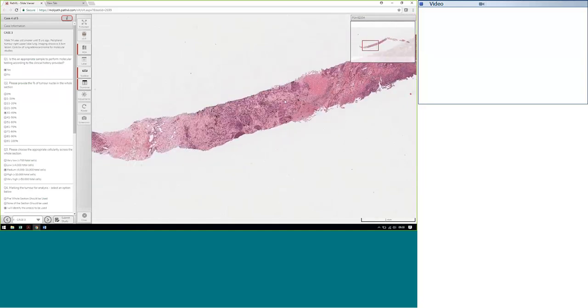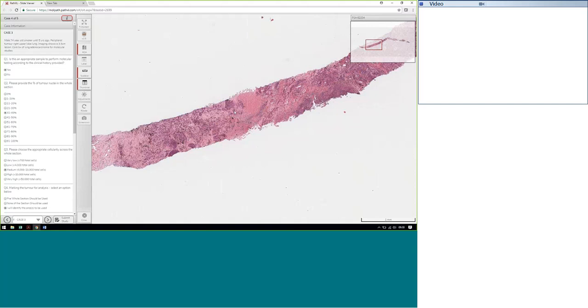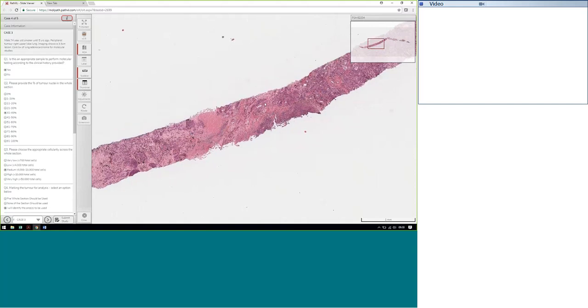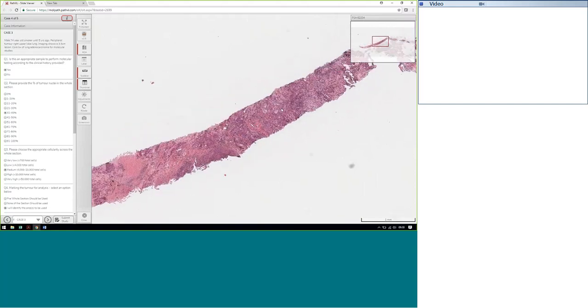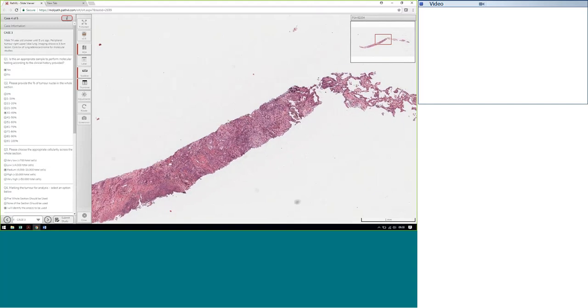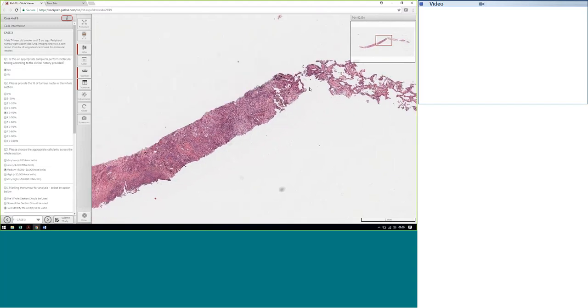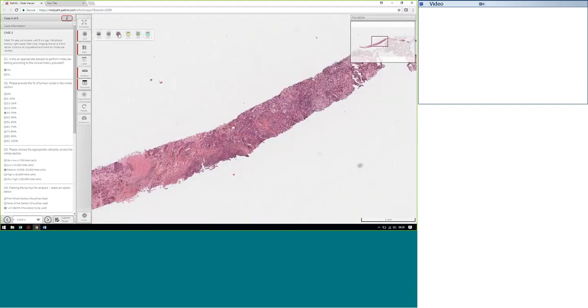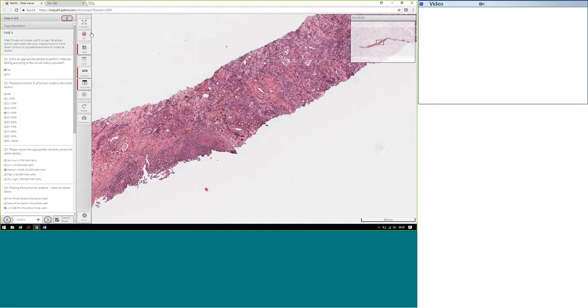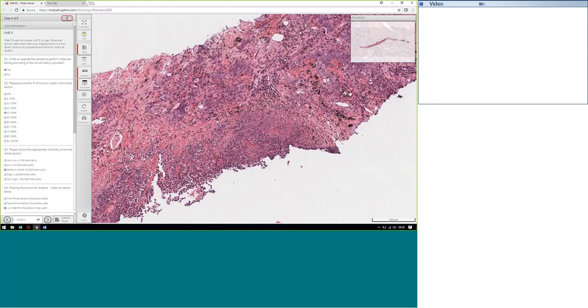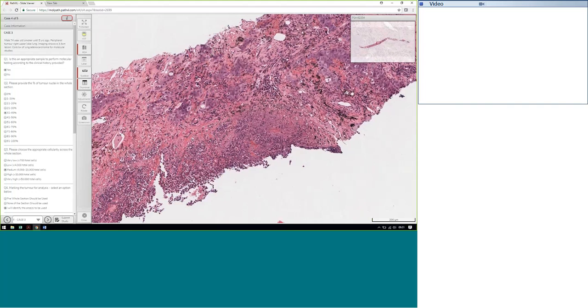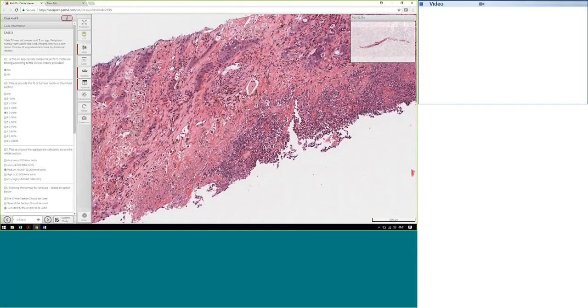Then on higher power, as we look along the core, we can see that the nests of lung cells, the adenocarcinoma cells, are dotted along the entire length of the core. And if we could go up a little bit, that's good. There's a certain amount of desmoplasia, and also quite a few lymphocytes and lymphocytic infiltrate around the tumour.